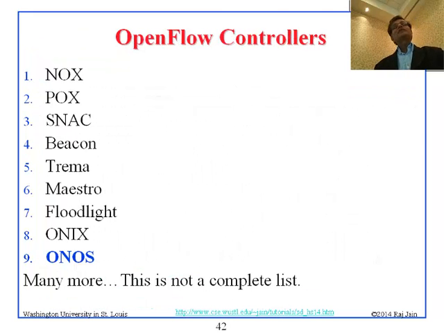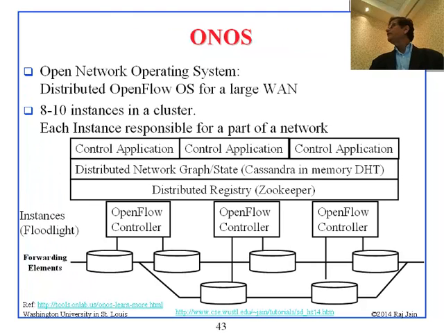All right, OpenFlow, there are many controllers: Knox, Spark, Snag, Beacon, Trema, Maestro, Floodlight, Onyx. But you don't have to worry about any of them. The last one is the most important, that is ONOS. ONOS is the latest controller from Stanford University. ONOS means Open Networking Operating System. And it is a distributed OpenFlow OS for the WAN.